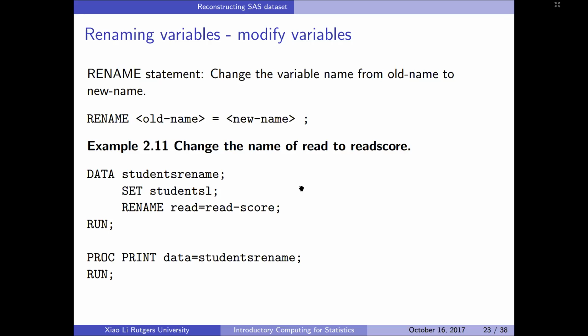Now we would like to move on to the rename statement. It is used to change the variable name from an old name to a new one. Here is a very simple toy example. We create a new data set called students rename, and we also set the old data set, and we rename the old variable read as read minus write, where the reading score is changed into the difference between the reading score and the writing score.